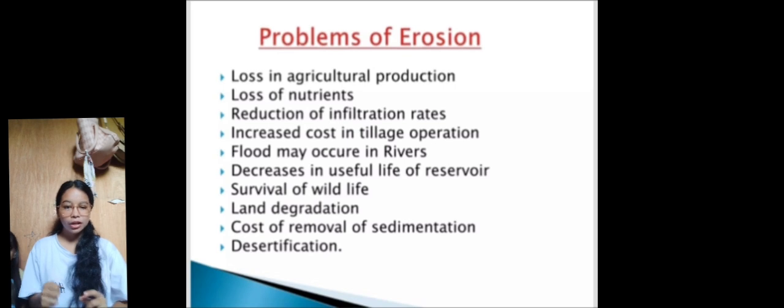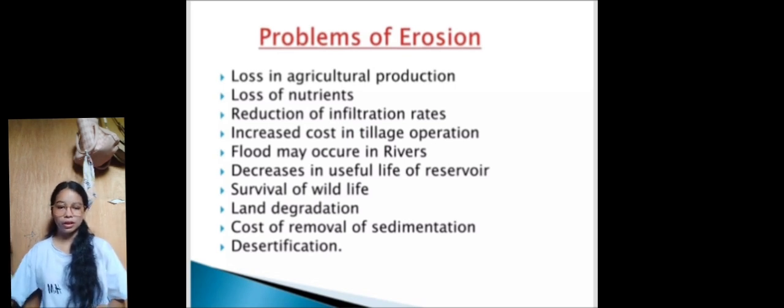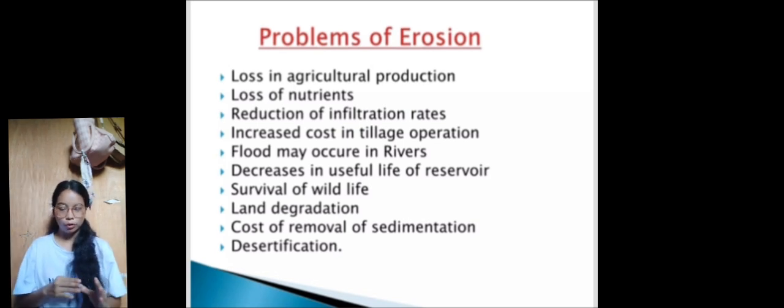So there are different problems of soil erosion, many effects or problems of erosion. The first one is loss in agricultural production. It affects the agriculture and the livelihood of people. For example, for a farmer, if the soil becomes weak, the plants will not grow easily, or the growth of the plants is affected.